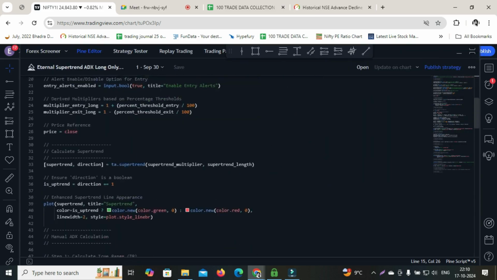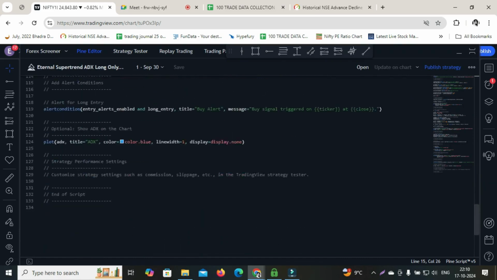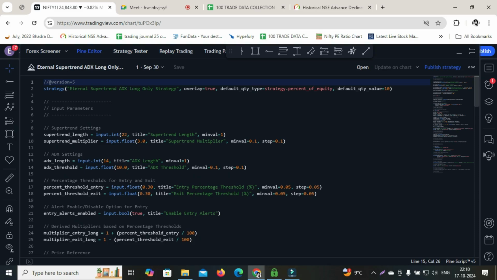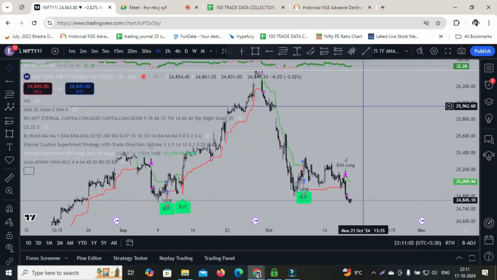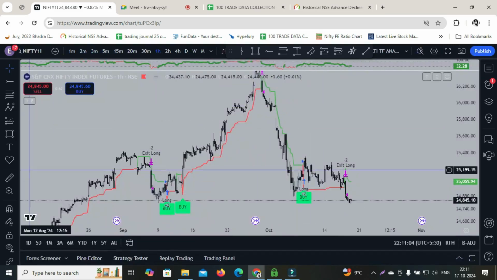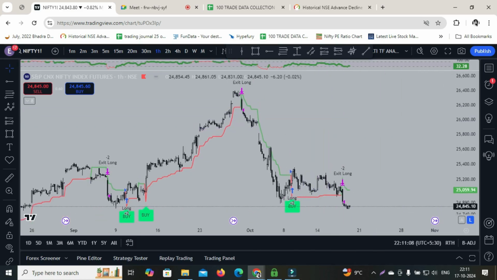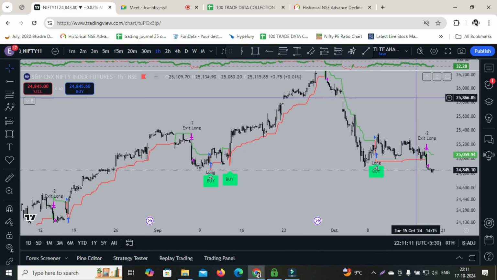So this is the code for the strategy. You will not find it because I think it is in the private domain, but if I share the link then you can use it. How it works, the concept is simple. The concept is of a super trend or ATR based indicator.